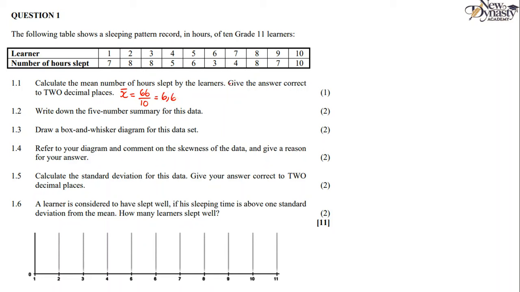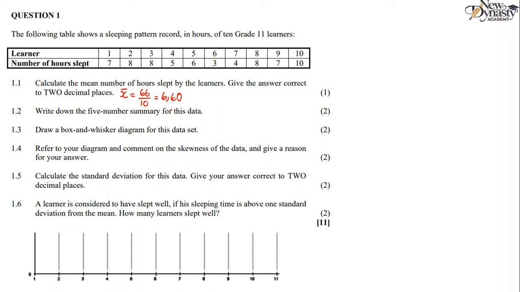6,6. But the instruction says you should give your answer correct to decimal places. So what we get on a calculator is only one decimal place. But what I can advise you, you can just add a zero there. That is 6,60, so that you answer the question according to the instruction by the examiner.